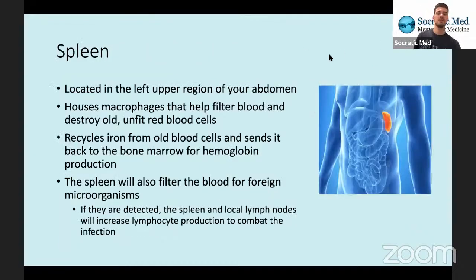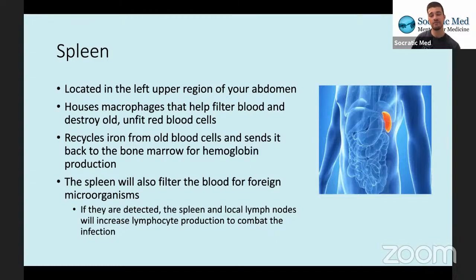Okay, so we have the spleen, which is located in the left upper region of your abdomen. As you can see in this picture right over here, it's this little 4 to 5 inch structure over there. It houses macrophages that help filter the blood and destroy old, unfit red blood cells. So it's kind of like a maze. Your blood goes through the spleen, and there are little macrophages all along the path. And if it detects any old, any misshapen, any sort of blood cell that's not fit, it's going to break them down and it's going to recycle them.